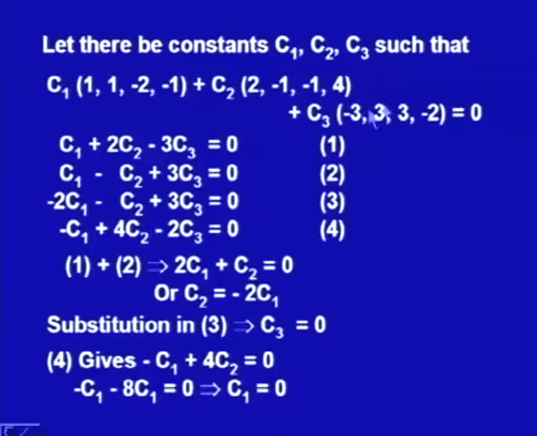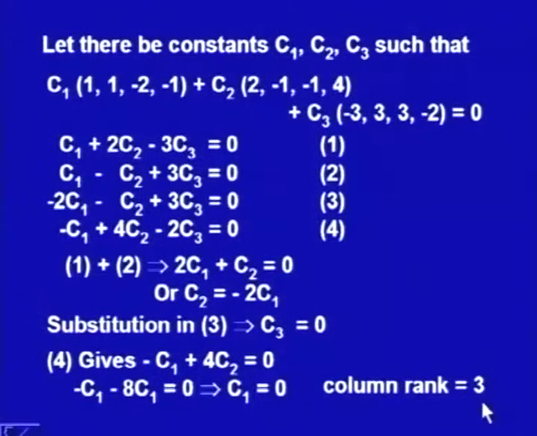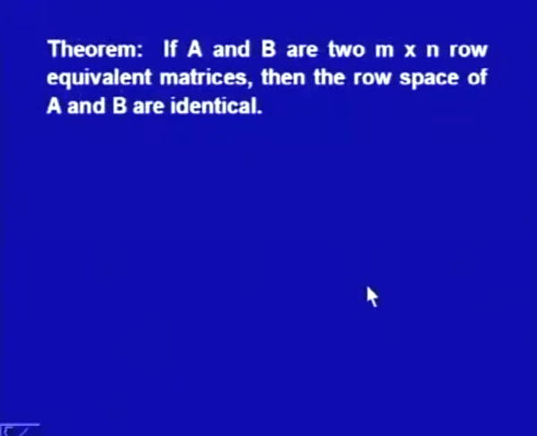So, this system will have only the 0 solution. What we have obtained is a linear combination equal to 0, and this is possible only when C1, C2 and C3 are 0, and that means these 3 vectors are linearly independent. That means they will have the column rank as 3. So, the given matrix has column rank 3.